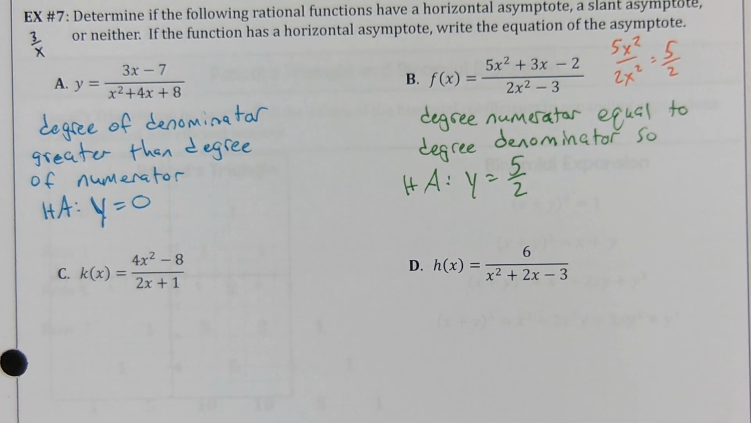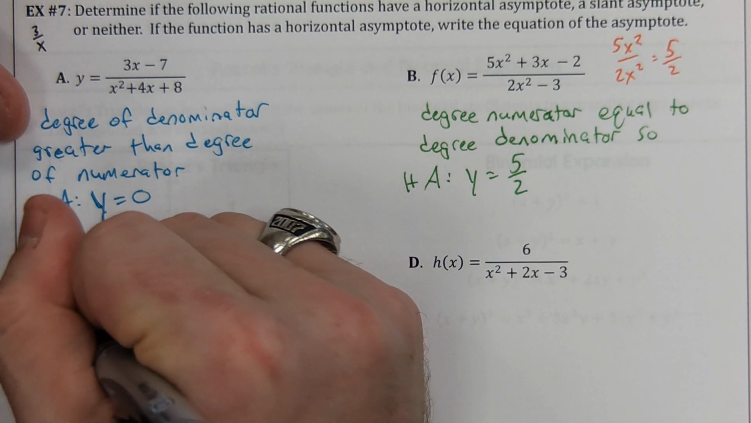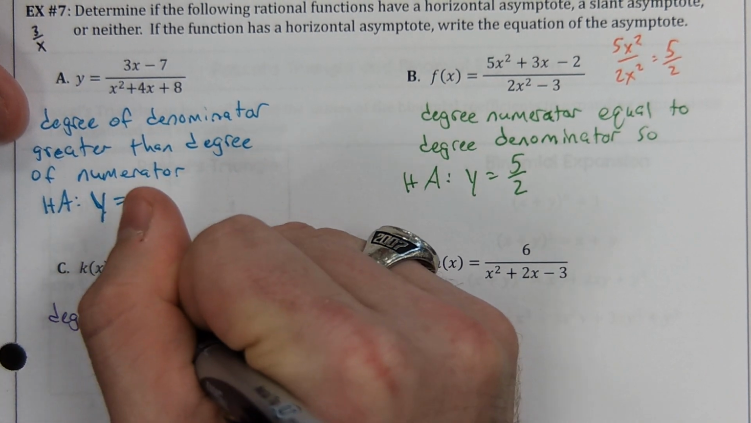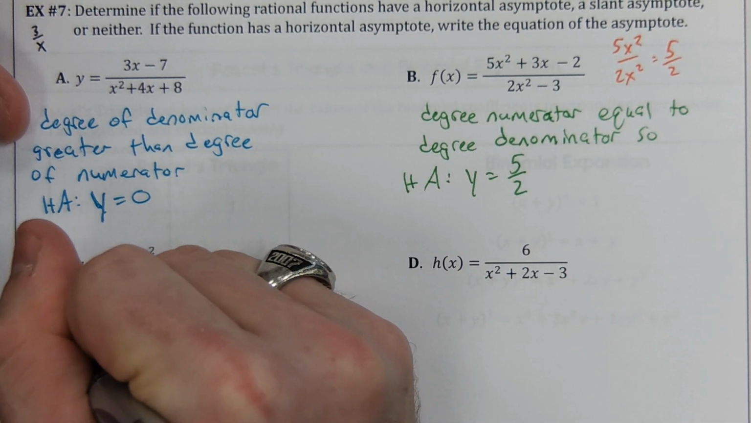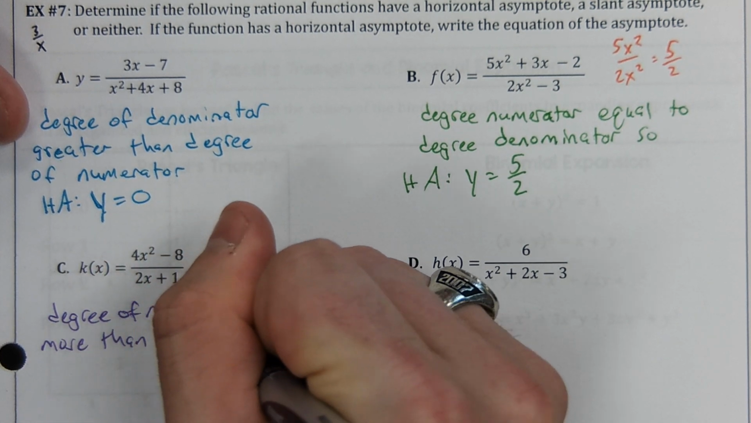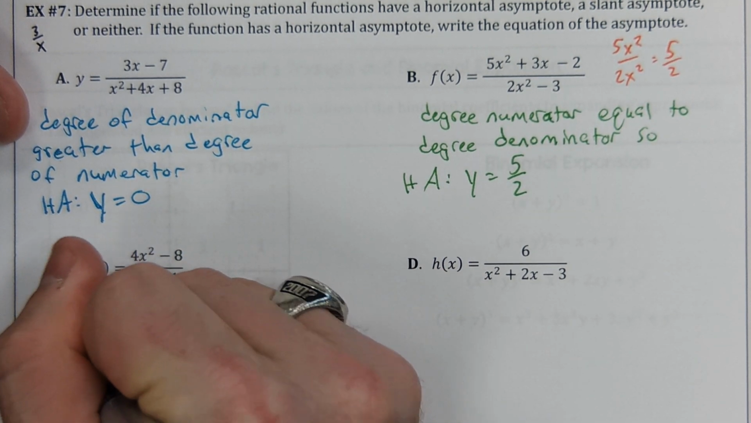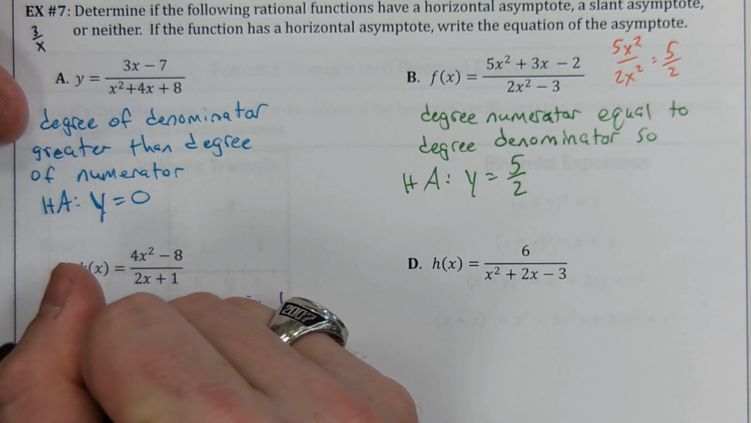Example C. Top heavy by 1. What kind of asymptote is that going to have? Slant asymptote. So the degree of the numerator is 1 more than the degree of the denominator. So slant asymptote, and we don't need to find it.